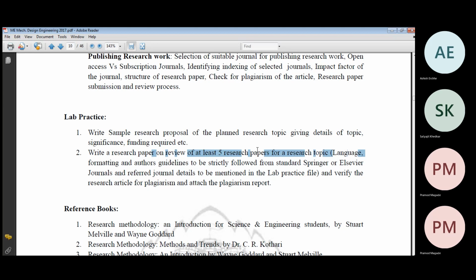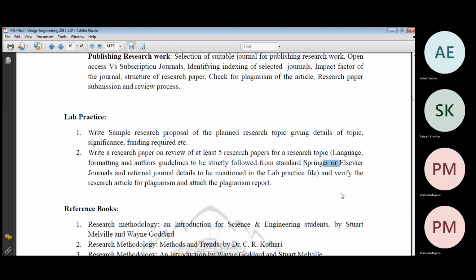In addition to that, they have mentioned that the formatting and author guidelines are to be strictly followed from standard Springer or Elsevier journals. So these are the journals. Remember, while selecting research topics, we have to select these kinds of journals for research papers. It is not like that many students find research papers which are locally available. Locally means the work is not up to the mark, or worthwhile research has not been done in that research paper, that are paid journals.